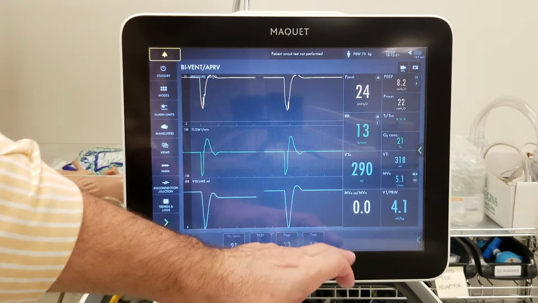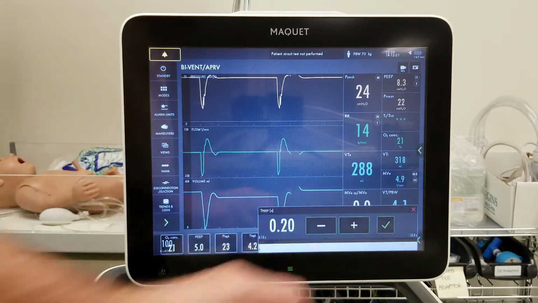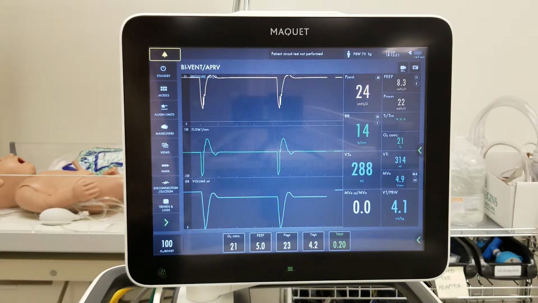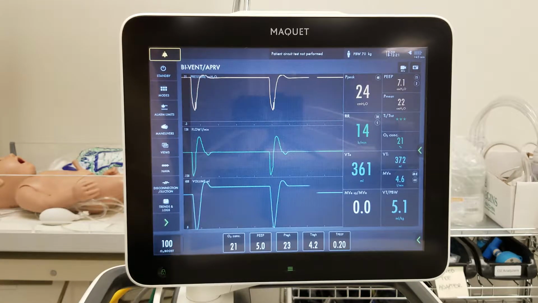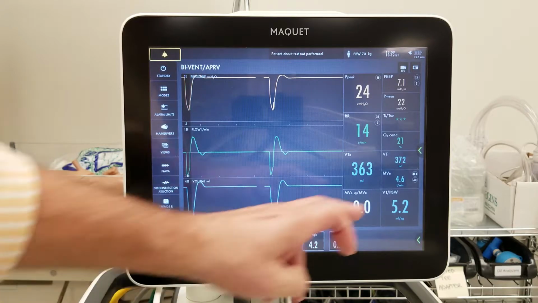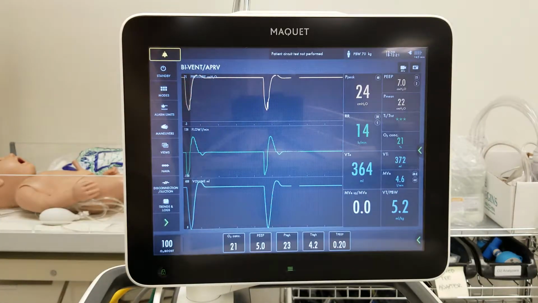Yeah, probably 0.2. That's going to be the closest to 0.75, which is the best evidence of where we want to be. So now we have significant amounts of auto-peep present, right? And you'll notice with trapping gases in the lung, we now have reduced how much our patient's effective tidal volume is as well.